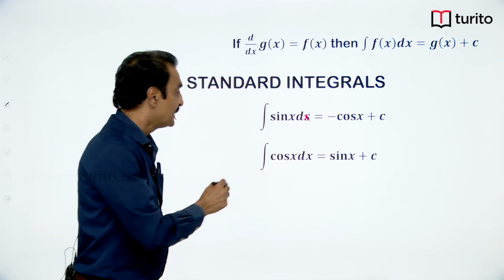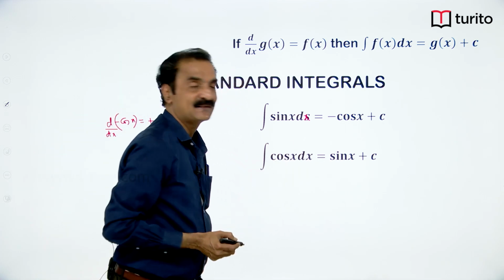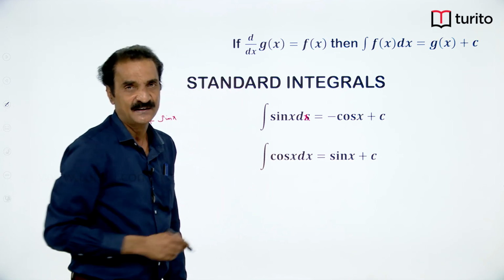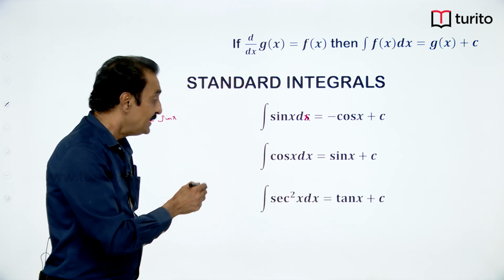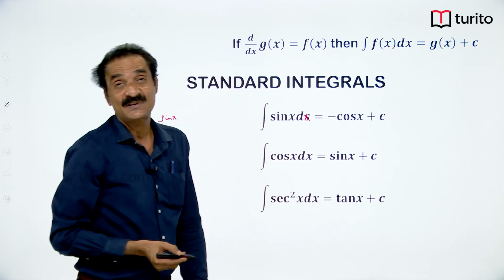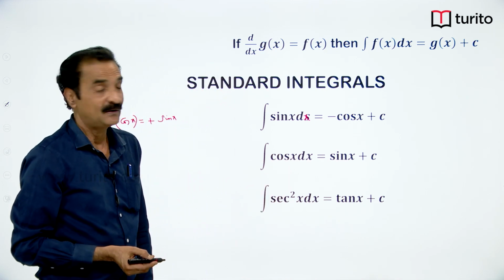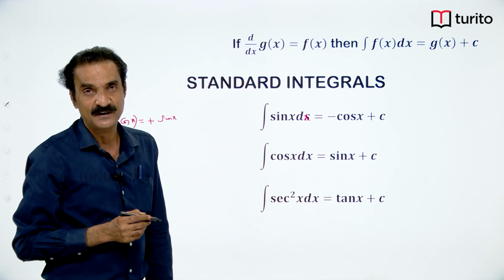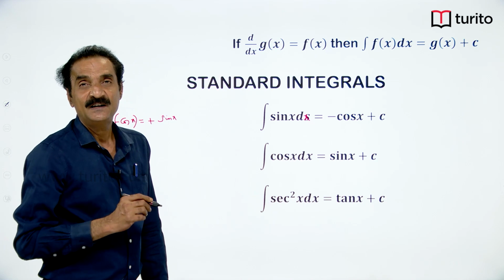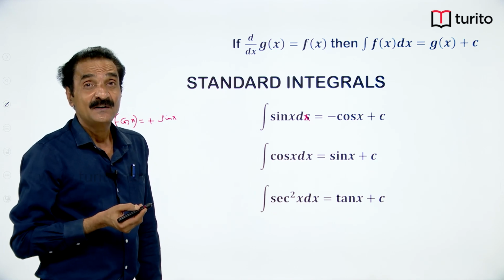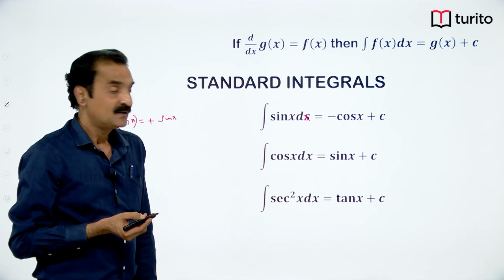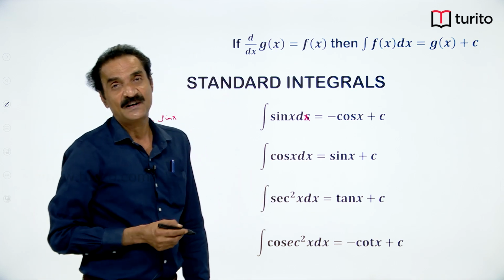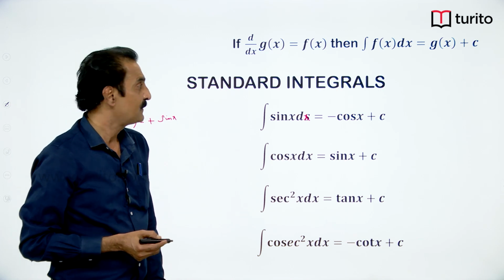Next, integral cos x dx is equal to sin x plus c, because the derivative of sin x is cos x. Integral secant square x dx is tan x plus c, because the derivative of tan x is secant square x, all of you know that. Similarly, the derivative of cot x is minus cosecant square x. So, integral cosecant square x dx is minus cot x plus c.